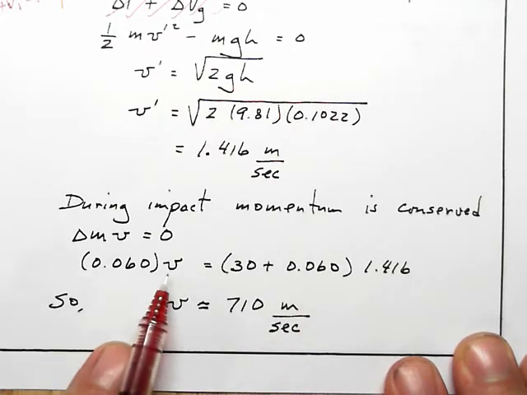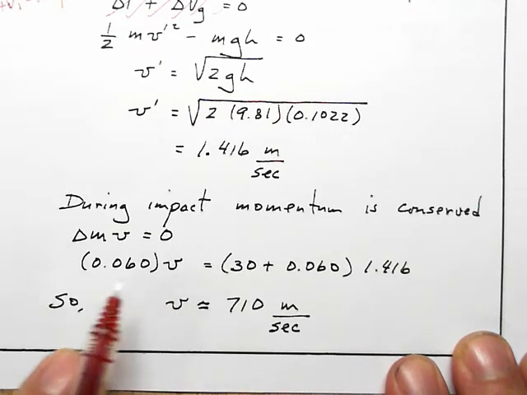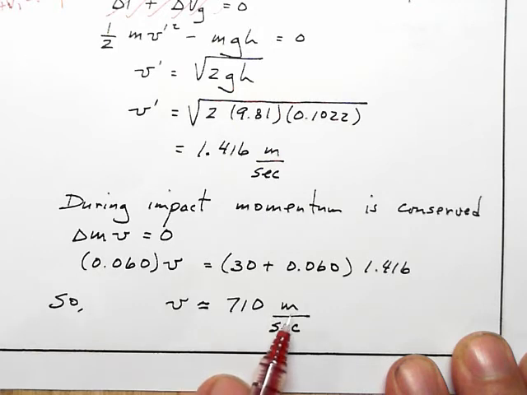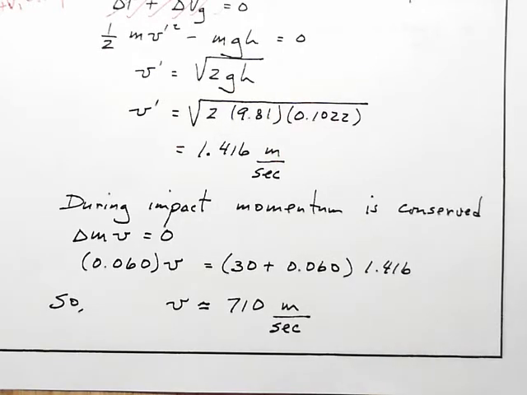The only unknown in this question is the speed of the bullet before impact, and we get a speed of 710 meters per second, and I believe that's way beyond supersonic. I think that's a pretty fast bullet, maybe about 2100 feet per second or something like that. I think that's a fairly fast bullet.